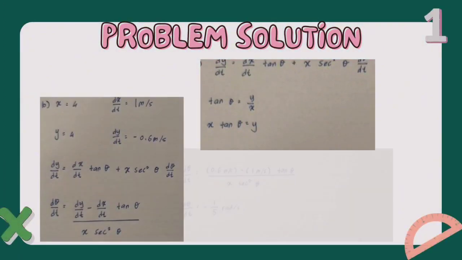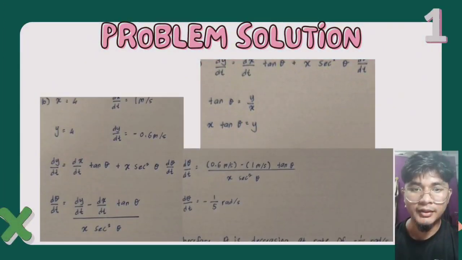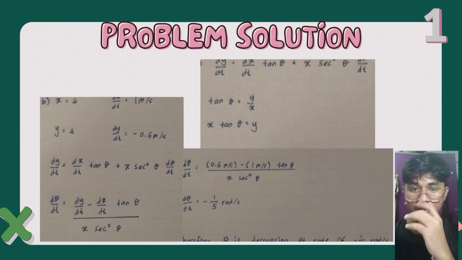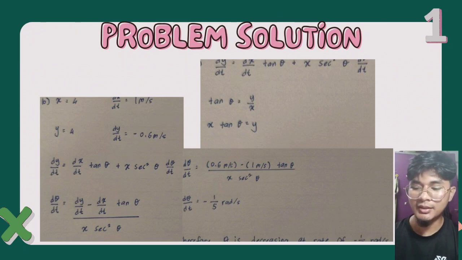So for the second question, let theta in radian be acute angle in a right triangle. X and Y are length of the side adjacent and opposite to theta respectively. Assume that X and Y vary with time. So for the A, they give us the equation. From the equation, we just put X on one side and Y on one side. So the answer is X tan theta equals Y.